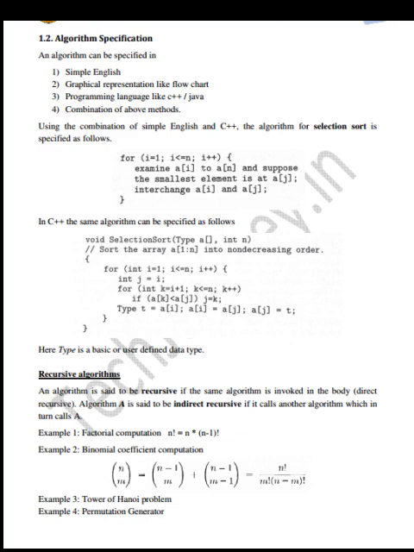Now let us see recursive algorithms. An algorithm is said to be recursive if the same algorithm is invoked in the body. Direct recursive algorithm A is said to be indirect recursive if it calls another algorithm which in turn calls A. Example, factorial computation. Second example, binomial coefficient computation. See the figure. Third example, Tower of Hanoi problem. Fourth example, permutation generator.